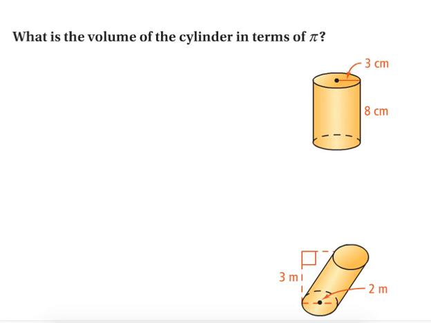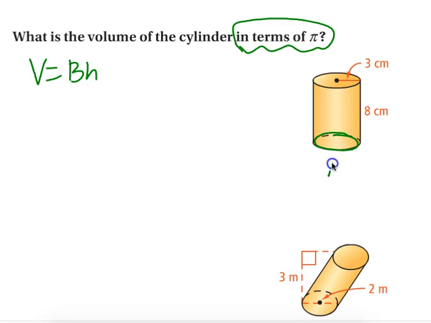Moving on to cylinders. These are pretty simple. What's the volume of the cylinder in terms of pi? Keyword there, don't multiply it out. So again, volume equals base area times height. Well, what's our base shape? It's just a circle. How do you find the area of a circle?